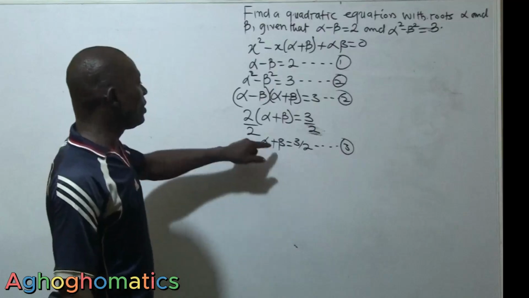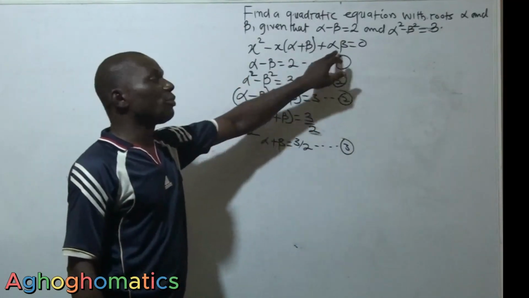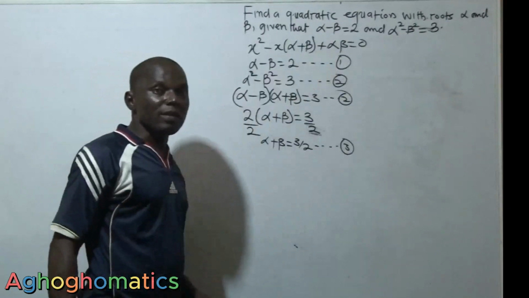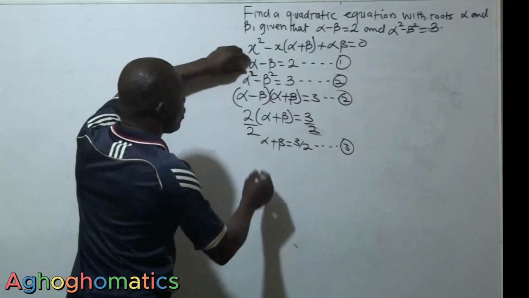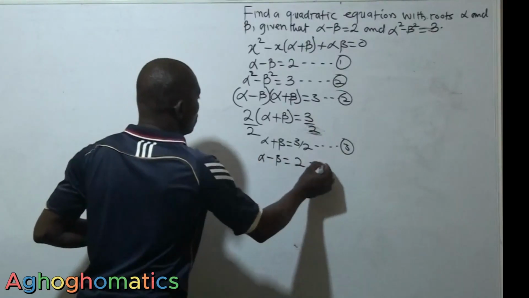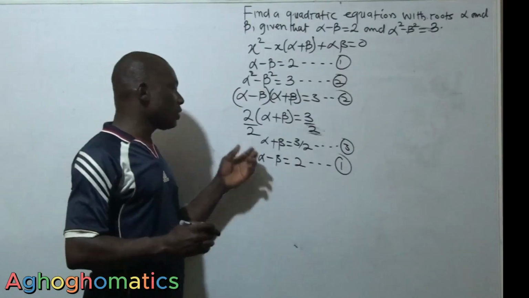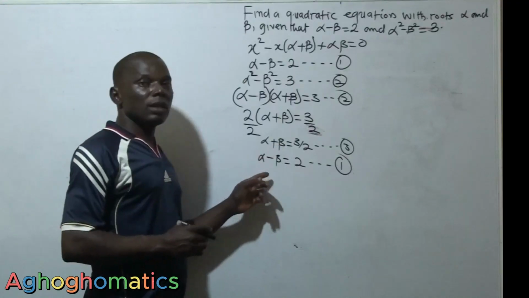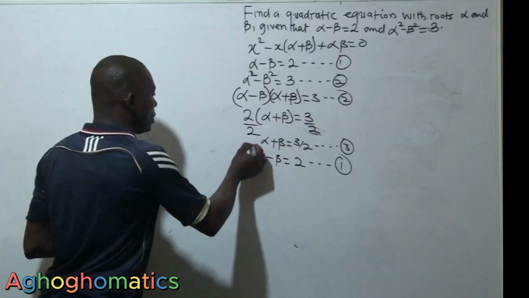Okay, now we have the sum of the roots. So what we're going to look at now is the product of the roots. In that case, it means we have to also find alpha and beta respectively. So if we combine equation 1 with equation 3, which is alpha minus beta is equal to 2, equation 1, and alpha plus beta is equal to 3 over 2, this is a simultaneous equation which can be solved. Looking at the coefficient of beta in both equations, they are the same, and since the signs are different, all we need to do is just add.